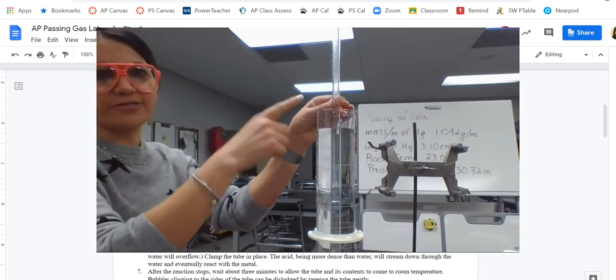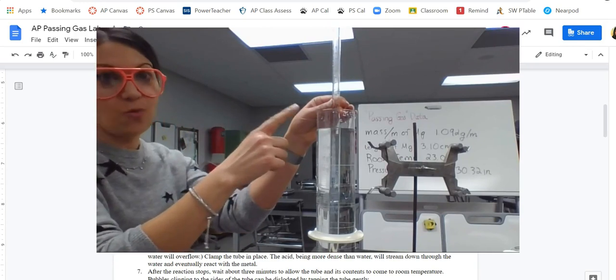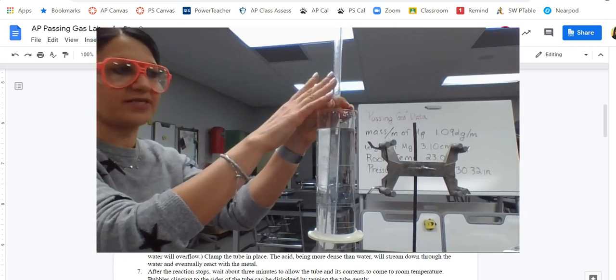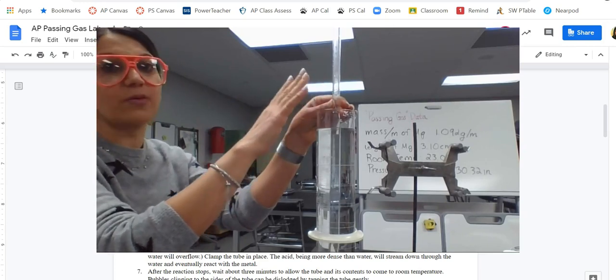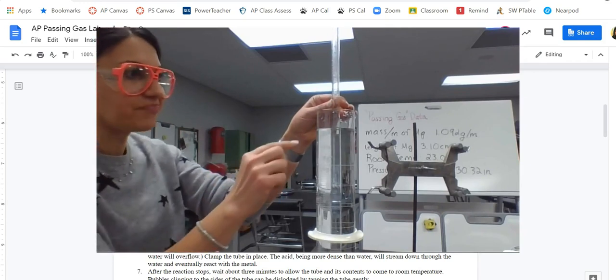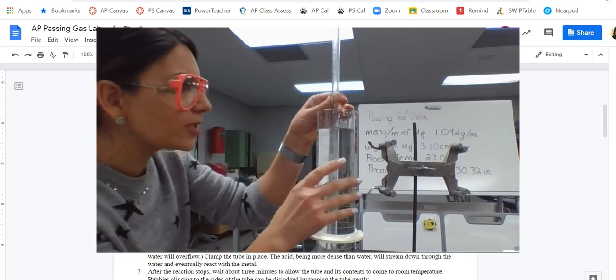But there's also water inside of there. Don't forget, there's water vapor, okay? So since we collected it over water, there's also going to be water vapor inside of there. So we're going to need to make sure that we correct for that when we go to calculate what the pressure is, okay? So when I look at this, now I'm going to try to line it up.